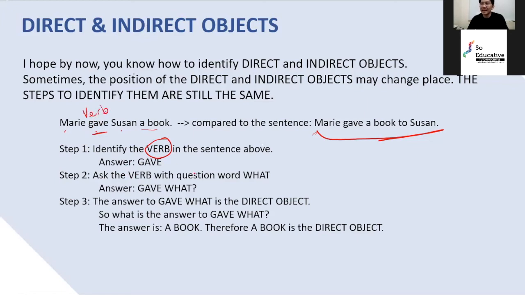And ask gave with that word. Gave what? Marie gave what? Marie gave a book, of course. Marie can't give Susan. You can't give Susan away. So Marie gave a book. Therefore, a book is a direct object. So here we have a book. That's the direct object.